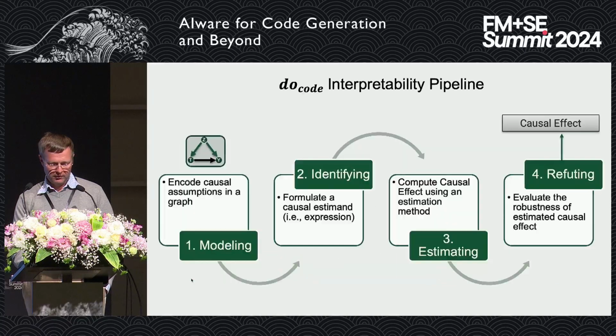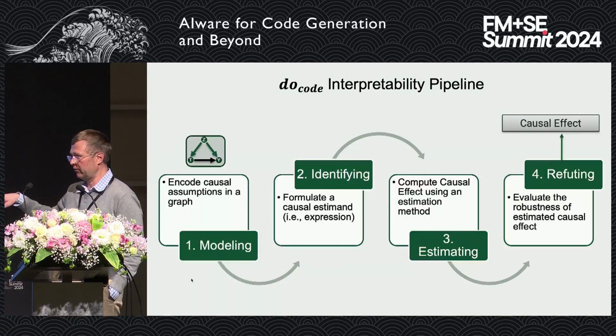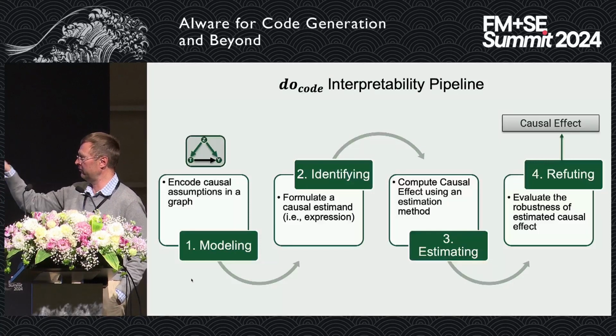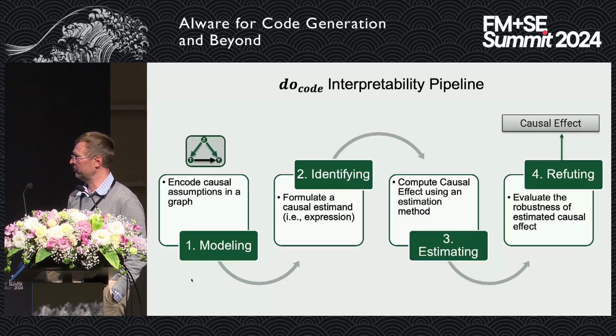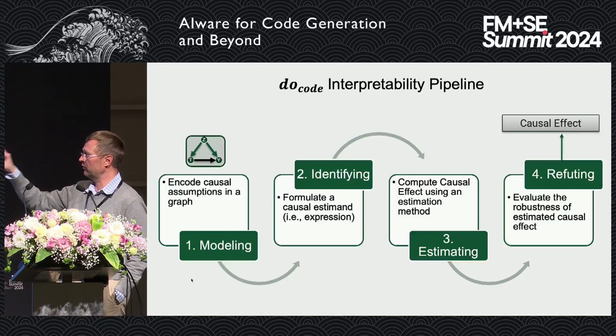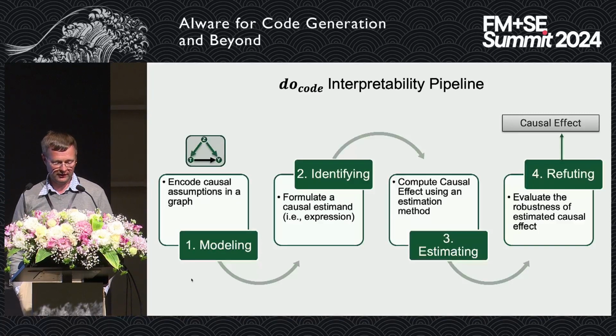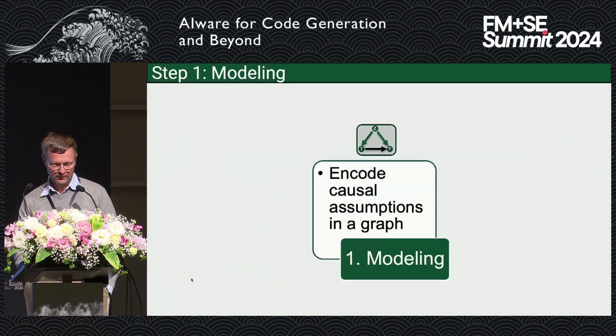So there is quite a bit of detail going on under the hood. This whole pipeline consists of 4 main stages. I'll go into details on the first stage. That's a really important one. This is where the analyst has the most impact. This is encoding causal assumptions in the graph, but there are also other steps of the process, like formulating the causal estimate, computing the causal effect, and evaluating the robustness of the estimated causal effect.